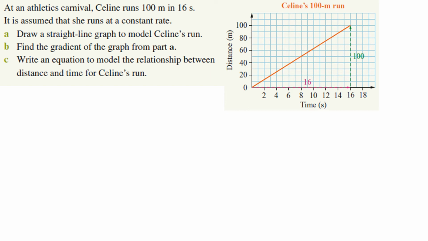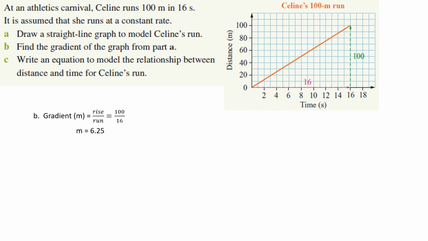Part B is find the gradient of the graph from part A. As we can see, if we go from 0 all the way across to 16, that will be our run of 16 units. And if we go up to where we meet the red line, that will be 100. So our rise will be 100 and our run will be 16. So the gradient, or M, will equal rise over run, equals 100 over 16, which equals 6.25. Now, as we said before, M can also equal K.